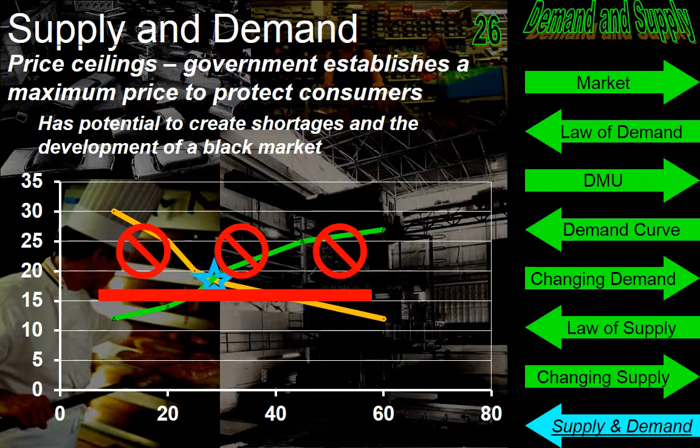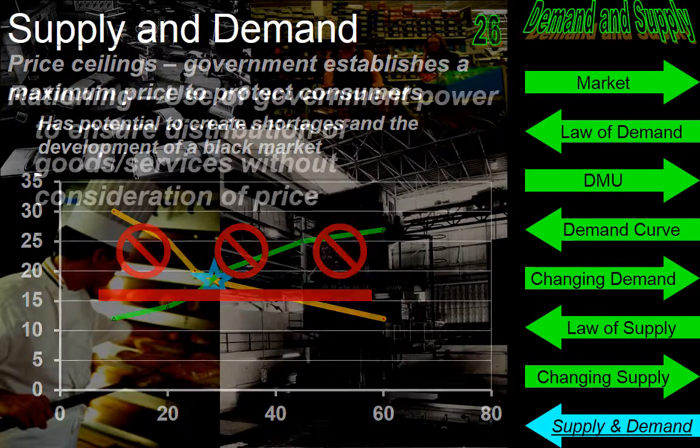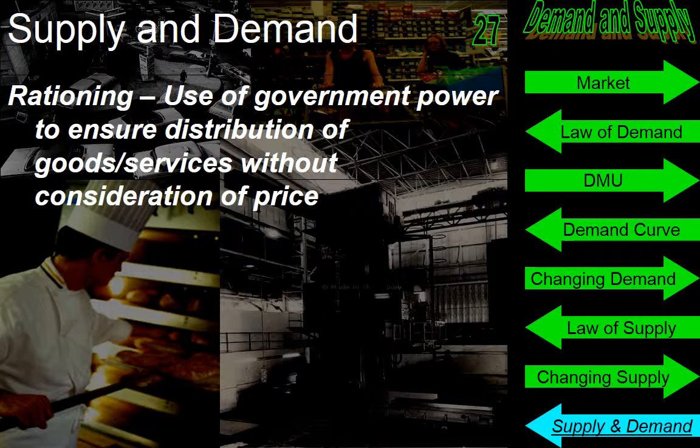Now, another government intervention would be rationing, where the government's power is used to make sure that things get distributed, whether it be a good or a service, but the distribution is not based on price. They're just going to say, you get 5 of these, or you get 10 minutes of this. And so there's no price involved. It's just this is how much you get. So that's another way the government gets involved. And with rationing, we also run into how much is actually being demanded. Generally, rationing means that they want to decrease demand of the particular item.